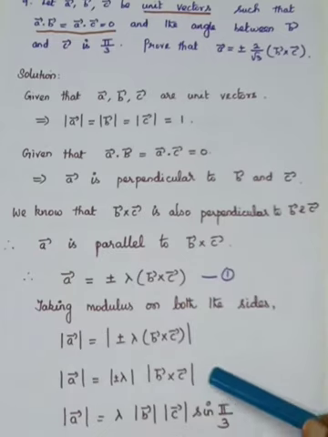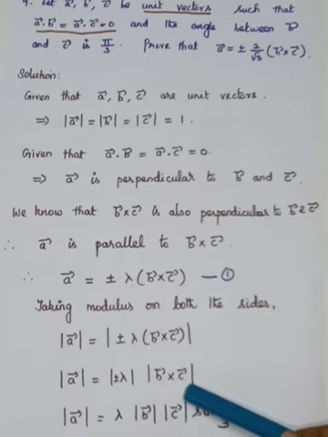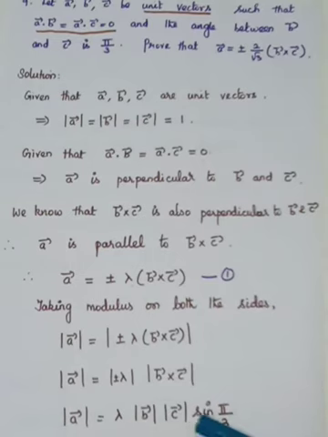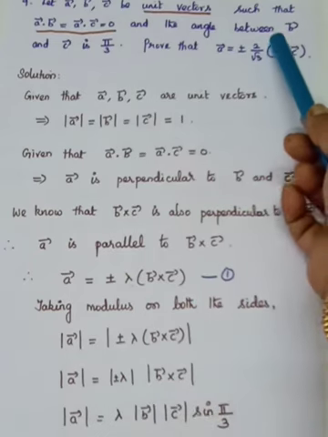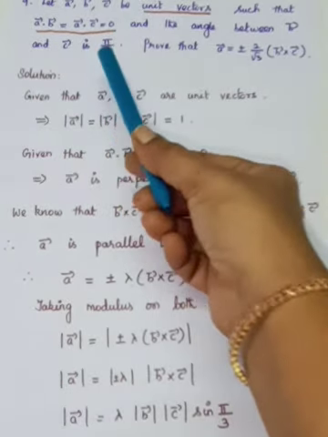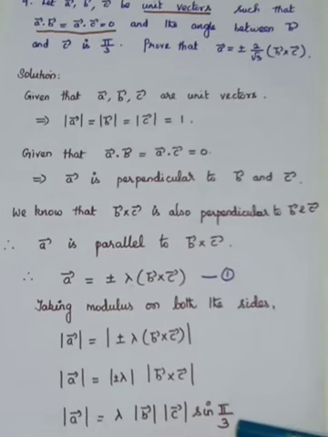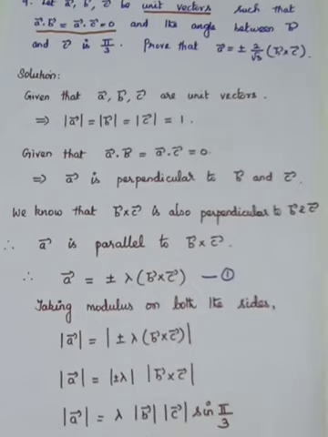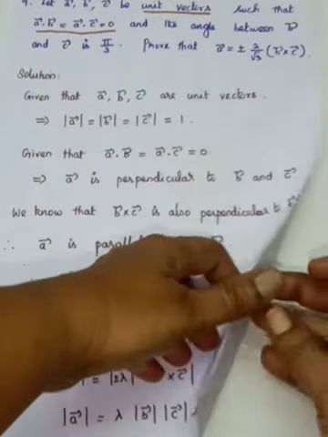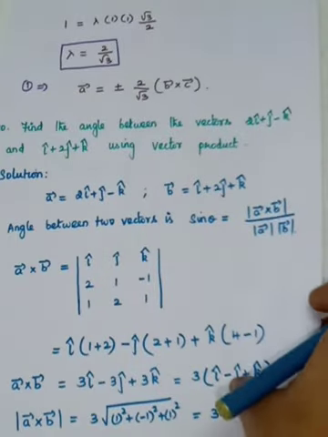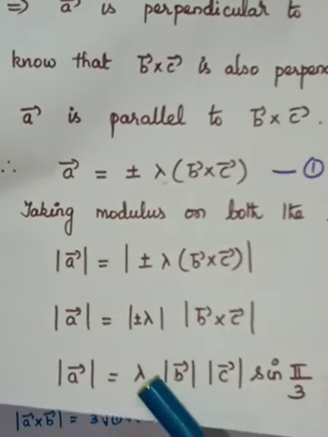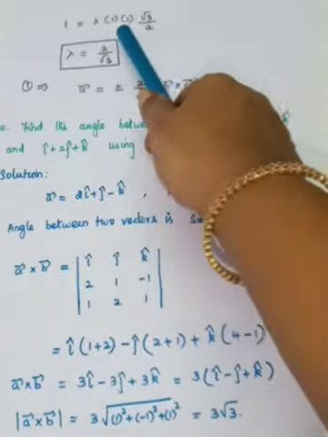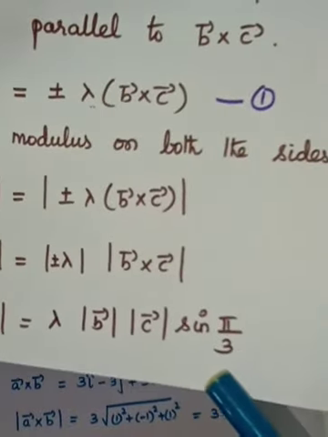So what is the modulus of B vector cross C vector? Use the definition. It is modulus of B vector, modulus of C vector, sine theta. So what is the angle between B and C? In this problem it is given the angle between B and C is pi by 3. So now your theta is equal to pi by 3. And we know that they are unit vectors, whose magnitude is 1. So here, in the place of modulus of A vector, you have to write 1. And here you have lambda. Here also 1 into 1 into sine pi by 3, sine 60 degree.